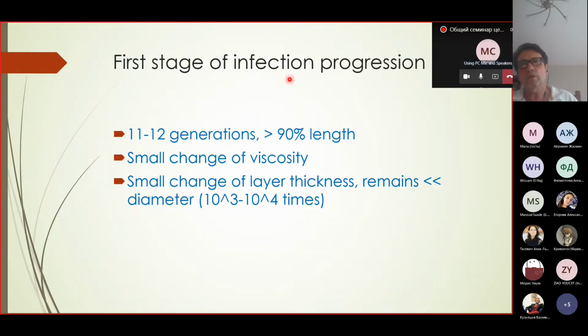So the conclusion about this first stage of infection progression: we take 12 generations, it's more than 90% of the length of the bronchi. Small change of viscosity, small change of layer thickness, and it remains thousands of times less than the diameter of the corresponding bronchi generation. So nothing happens.